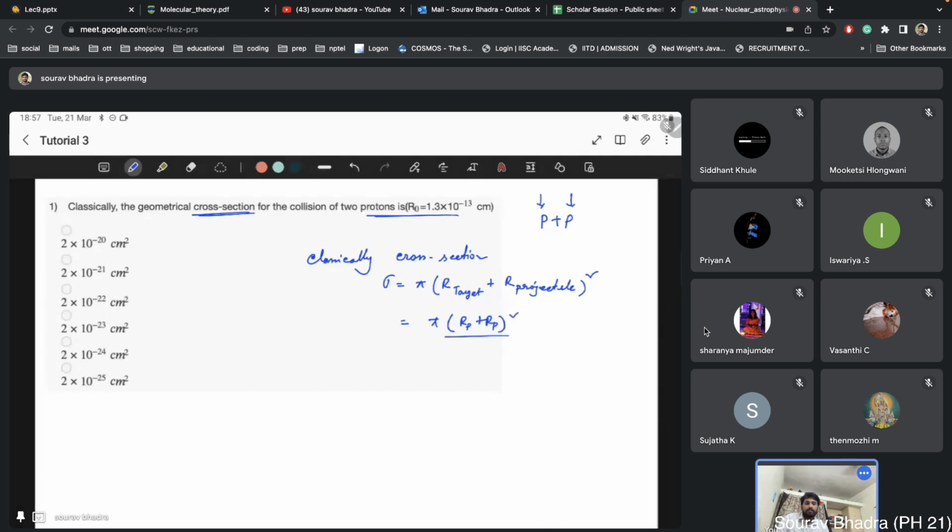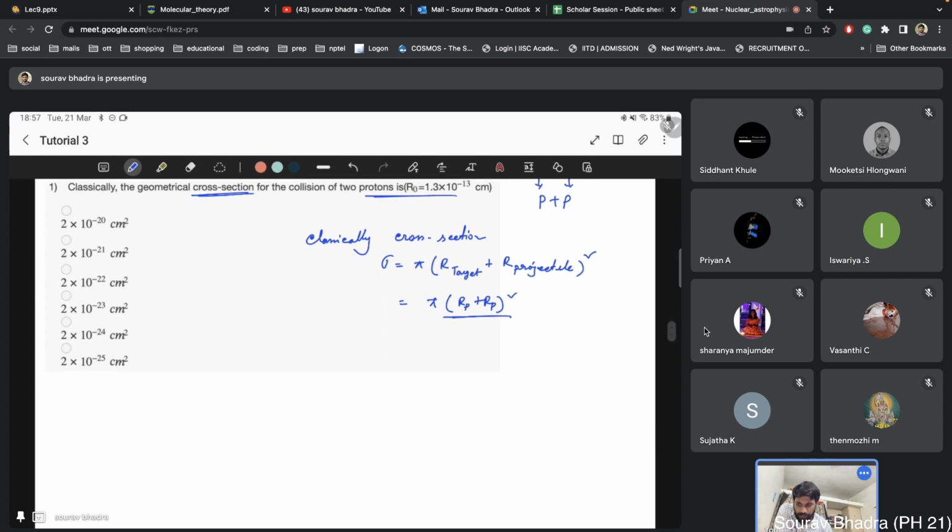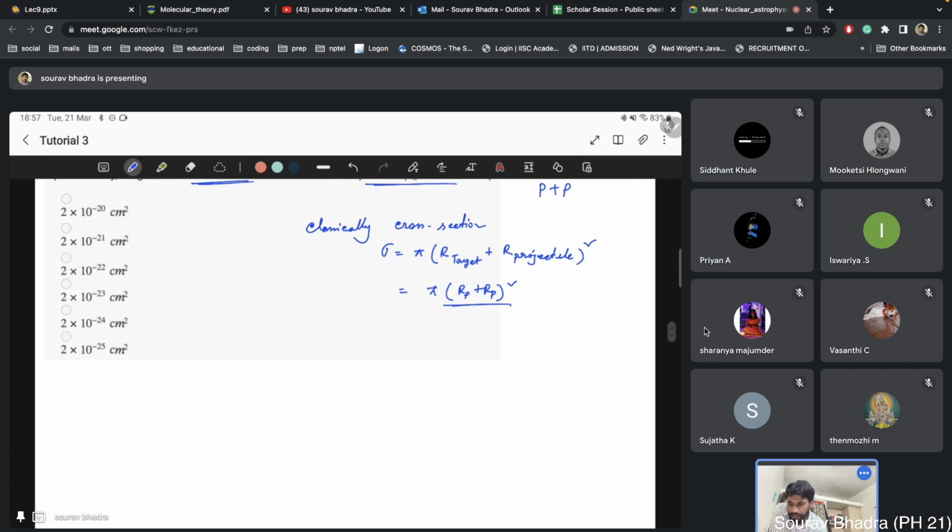Now you have been given r0. So what is r0? We are talking about rp here, which is the radius of the proton, and in the question it is given as r0. So what is the relation between r0 and rp? That is what we want to establish here.